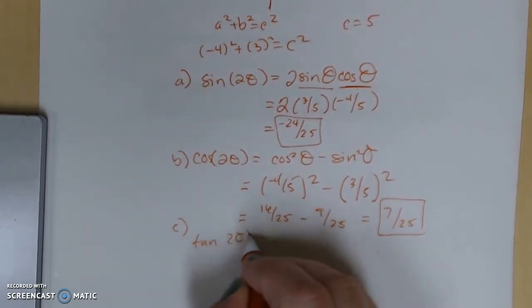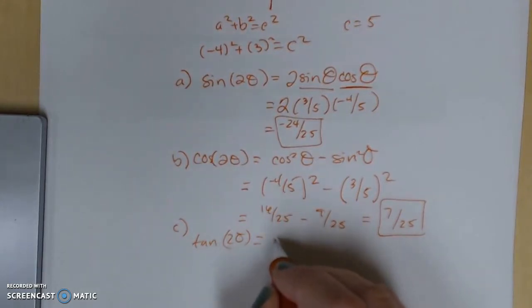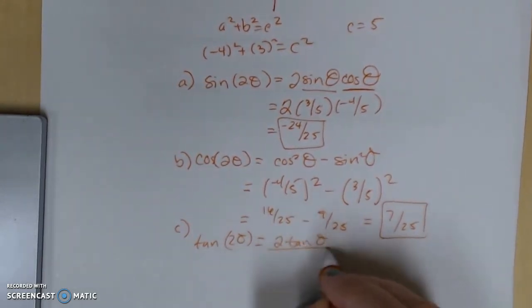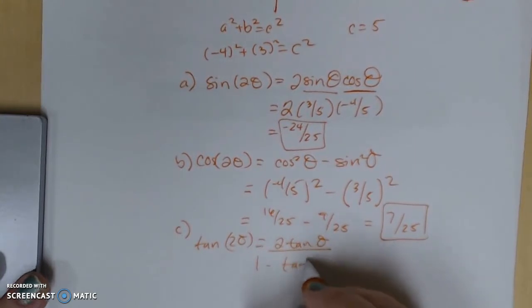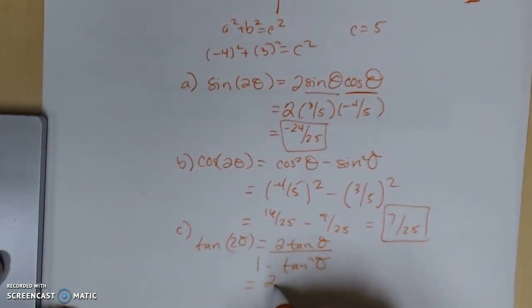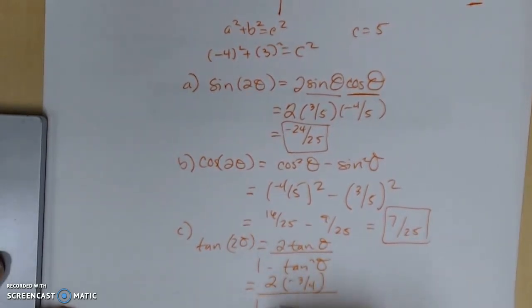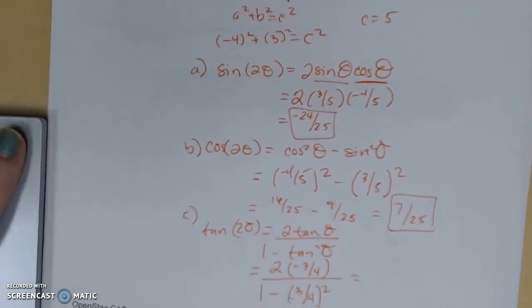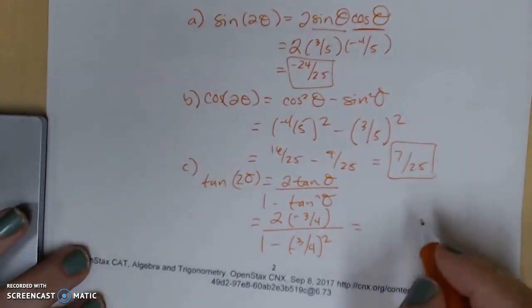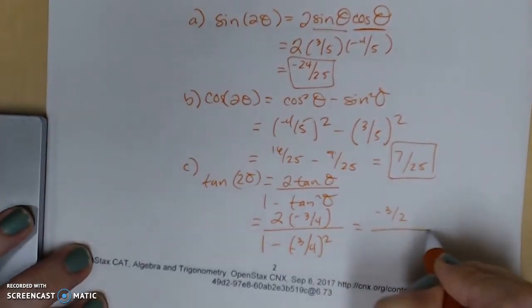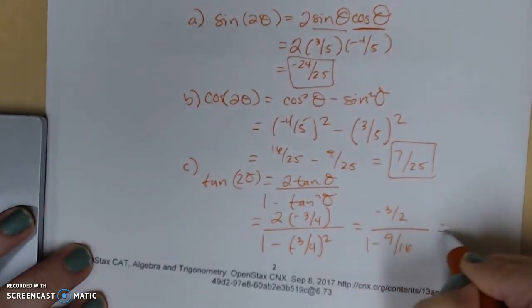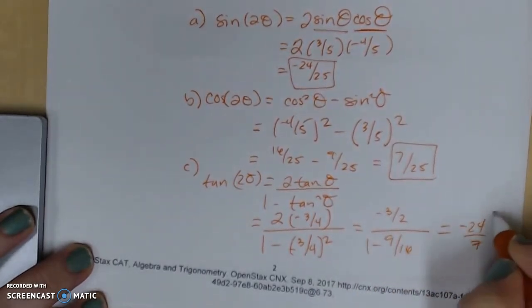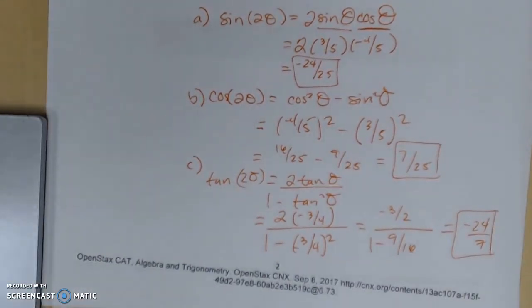Now tangent looks a little bit trickier. When I'm looking at tangent of 2 theta, this would be 2 tangent theta over 1 minus tangent squared theta. So this gives me 2 tangent theta. Now tangent theta was given in the problem. That's -3/4 over 1 minus (-3/4) squared. So you've got a little bit hairier arithmetic to work through on this one. This would give me -3 over 2, 1 minus 9 over 16, and that all simplifies down to -24 over 7, which really makes sense for this problem because we're working with cosines and sines along the way.